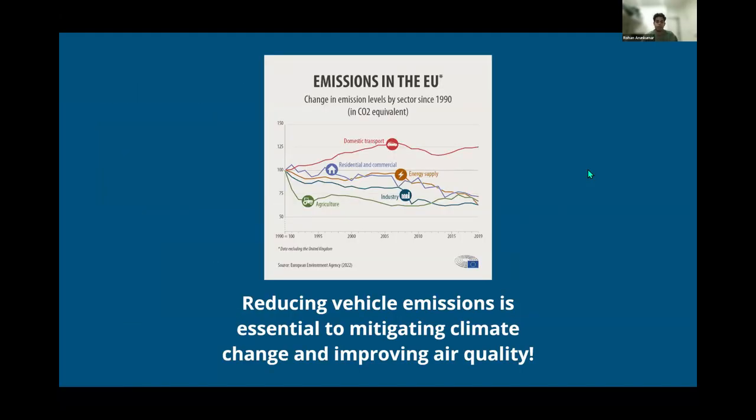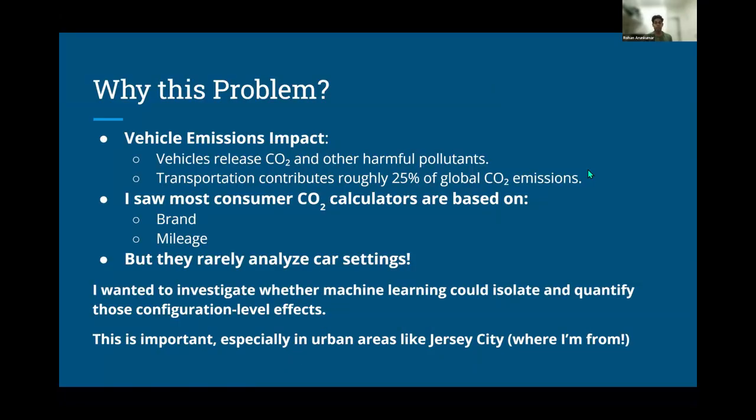As an introduction to the problem, reducing vehicle emissions is essential for mitigating climate change and improving air quality, because as the years go on, the cars continue to be manufactured and the emission levels continue to go up. So why did I pick this problem? Because again, most consumer carbon dioxide emissions calculators are based on brand and mileage, but they never really analyze car settings, right? They don't talk about fuel type or engine size. So I wanted to investigate if machine learning could isolate and quantify these configurational level effects, especially in urban areas.